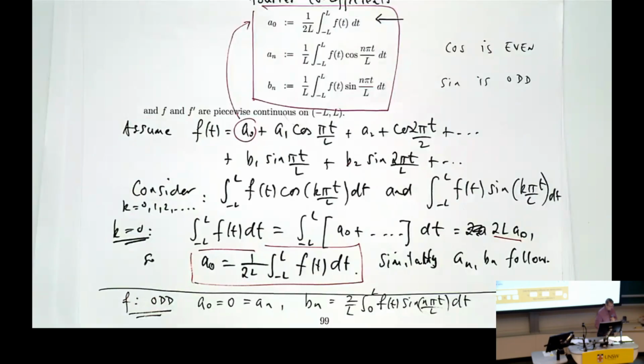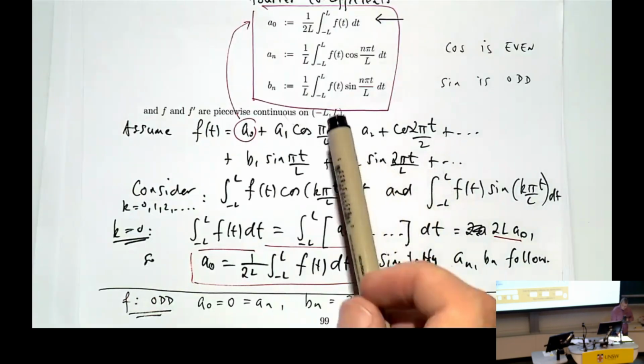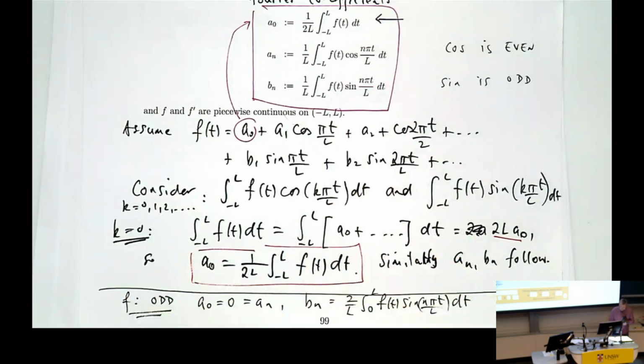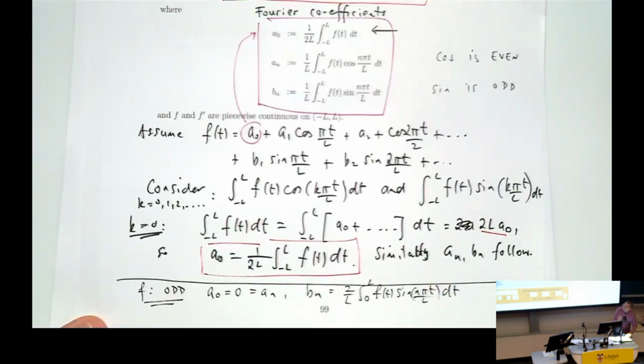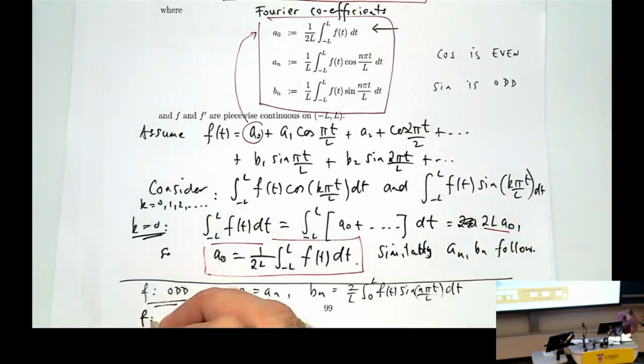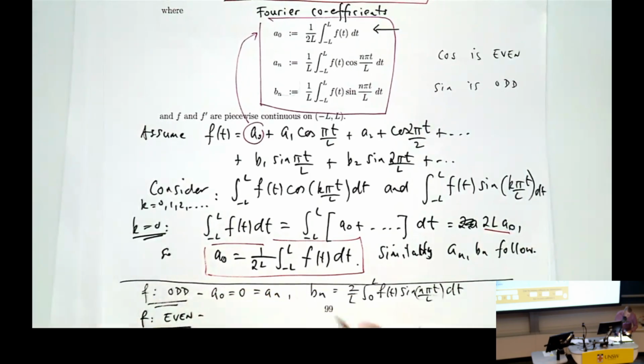All right? Now, what's the other case? When f is not odd, it's even. So, if f is even, what is the A naught going to simplify to? F is even now, so let me change that graph. I'll put this up for everyone at home in a second.